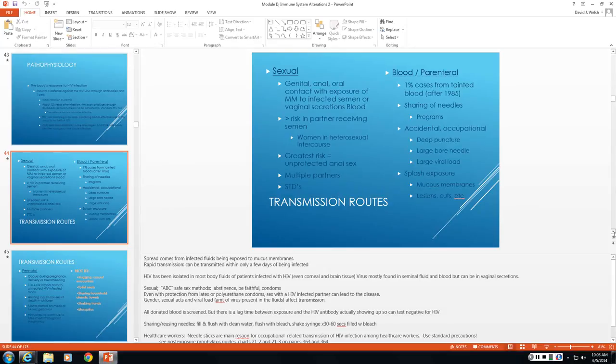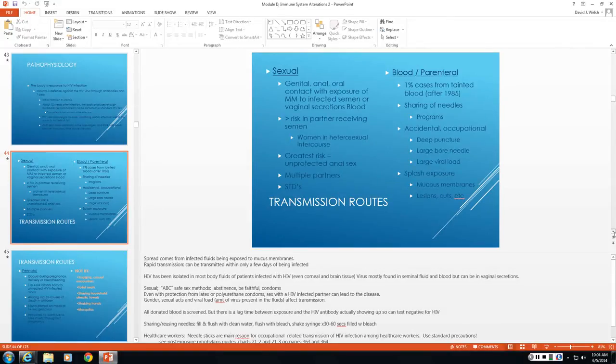Those that are at high risk are those with genital, anal, or oral contact with exposure of mucous membranes to infected semen, blood, or vaginal secretions. The person receiving the semen is at greater risk. Women in heterosexual intercourse are at greatest risk for that. Greatest risk is any kind of unprotected anal sex, people with multiple partners, or STDs.